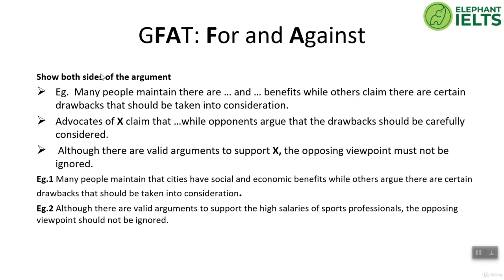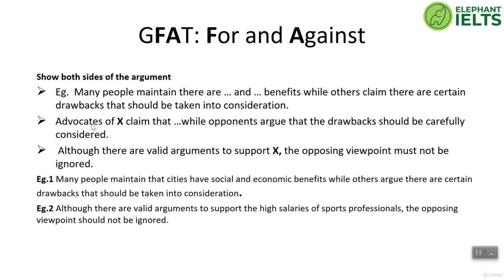Look at this. Many people maintain that there are something and something benefits. Now, the something here would be the two ideas from the discussion clock. While others claim there are certain drawbacks that should be taken into consideration. Okay, so that's one way for the second sentence, for introducing both sides of the argument.